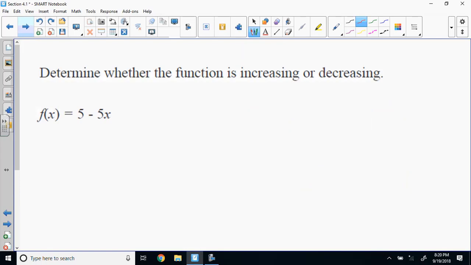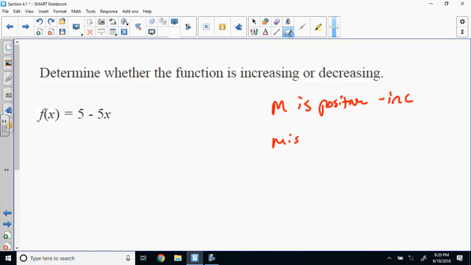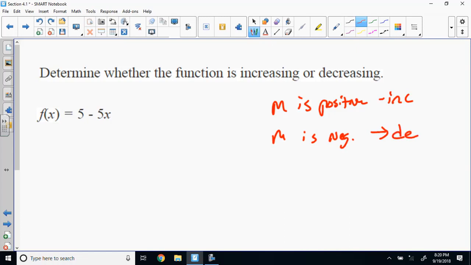Determine whether the function is increasing or decreasing. Well, first off, guys, if m is positive, increasing, dead giveaway. If m is negative, decreasing, right? So let's put it, I know that's y, right? y equals, look at this. I just moved some things around. What did I get it back into, guys?